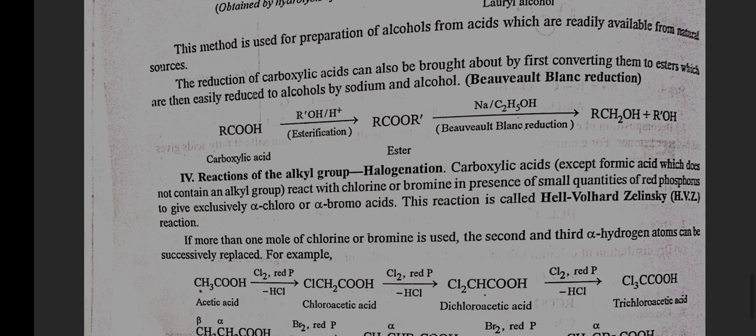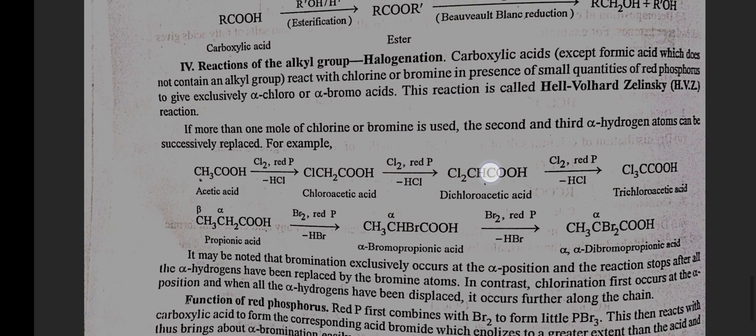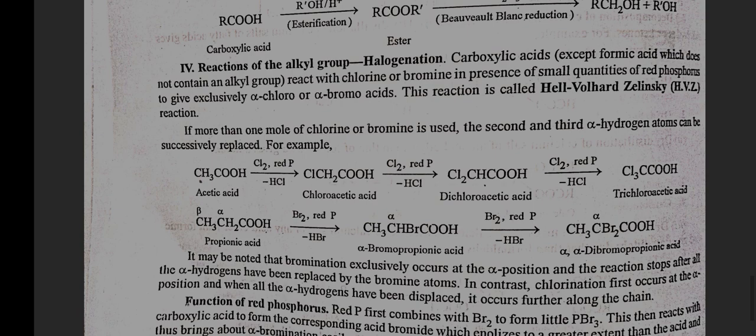The reduction of carboxylic acid can also be brought about by first converting them into esters, which are then easily reduced to alcohols by sodium and alcohol, known as Bouveault-Blanc reduction. Fourth, reaction of the alkyl group, that is halogenation. Carboxylic acids react with chlorine or bromine in presence of small quantities of red phosphorus to give exclusively alpha chloro and alpha bromo acids. This reaction is called Hell-Volhard-Zelinsky reaction.